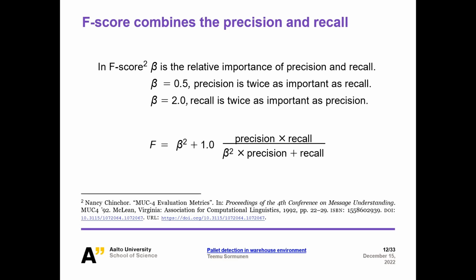We can define this importance with the beta parameter. For example, if we set beta as 0.5, the precision is twice as important as recall. On the other hand, if we set beta as 2.0, then recall is twice as important as precision. In this work, we set beta to be 0.5, which means that we think that precision is twice as important as recall. This was done because if the pallet is classified wrongly, then the automated guided vehicle would take the pallet to a wrong position in the warehouse. Then the people in the warehouse would have to sort the pallet to a new location.